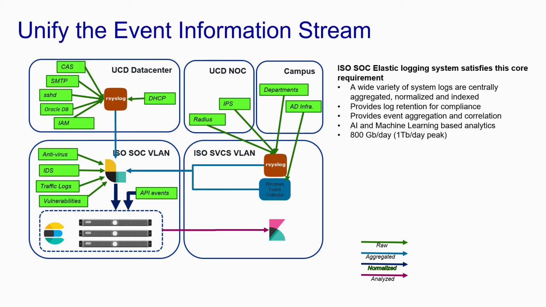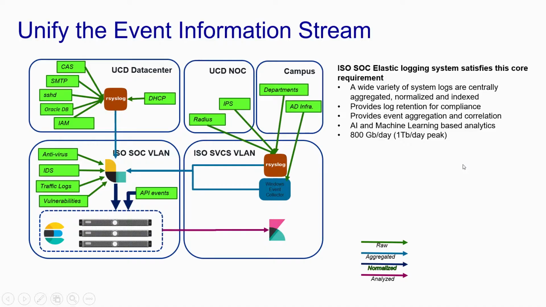The first step is the events, right? We have this huge number of events. How do we actually unify that into one system instead of having to go around and collect logs from everywhere? We have an elastic logging system. We have a ton of logs in our data center. These are central IT systems that do authentication, email, assigning network addresses and things like that. We get tons of logs from them.